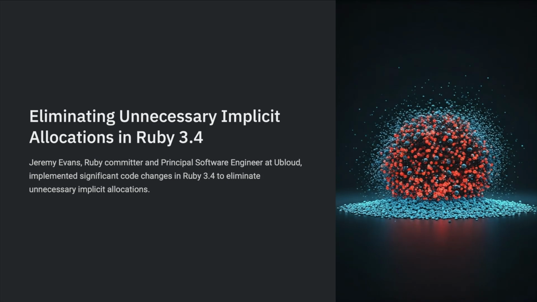Today, we're going under the hood of Ruby 3.4, looking at something that might just make your code run faster without you even noticing: how they tackled unnecessary memory allocations. Yeah, we're drawing heavily from a really insightful talk by Jeremy Evans at Ruby Kaigi. He laid out the whole technical story behind these performance improvements. It's a fascinating look at the nuts and bolts of optimizing a language like Ruby.